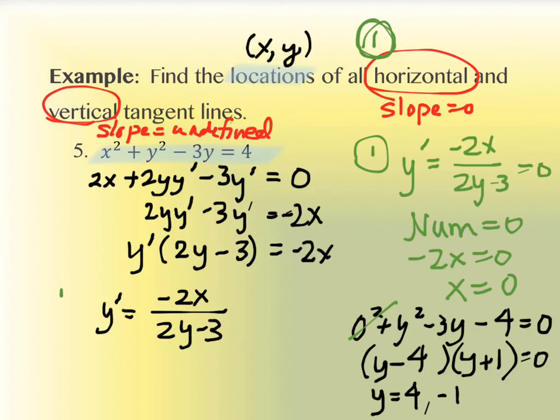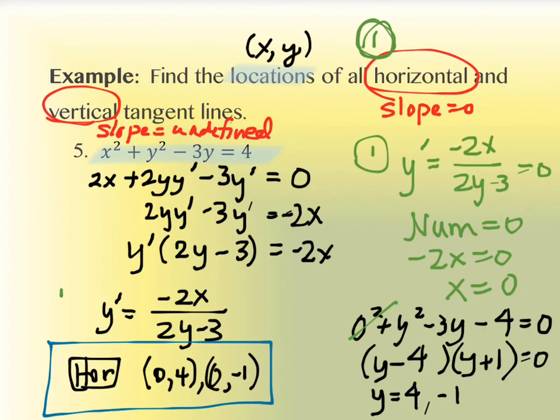Be sure to answer the question asked. The question was, what is the location of the horizontal tangent line? So what are my locations for my horizontal tangent lines? Perfect. So there are two answers to this part of it. I've got more answers in a minute. But the answer to the horizontal tangent lines is that I have two locations. One location is at 0, 4. The other location is 0, negative 1.